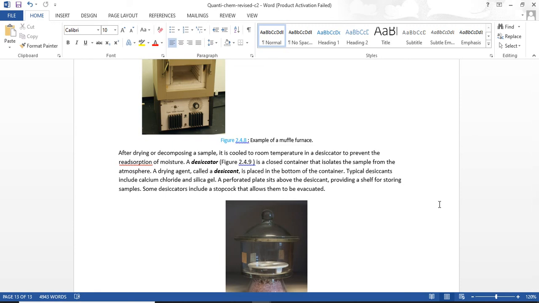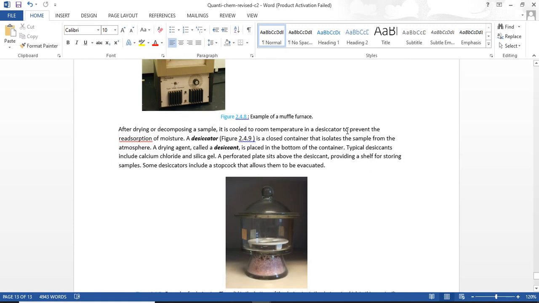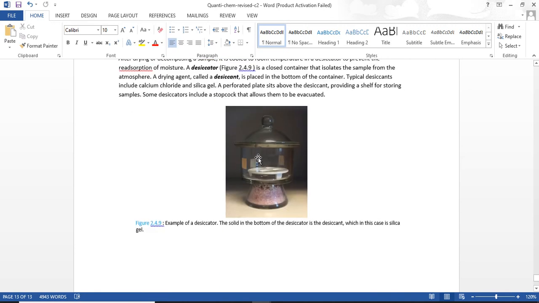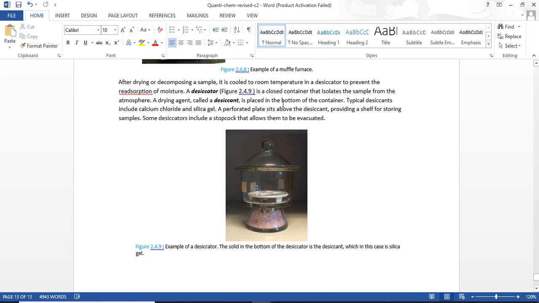Okay, after drying or decomposition of the sample, it is cooled to room temperature in a desiccator to prevent reabsorption. Okay, a desiccator, naman niya class here, is a closed container that isolates the sample from the atmosphere. Nga man, the atmosphere has humidity in it. Okay, from mga evaporated nga mga sweat sa environment, or kung cool man mismo ang imong place. Okay, the chances of your sample to reabsorb the same water content sa atmosphere is high. So, ibig sabihin, i-isolate mo siya.